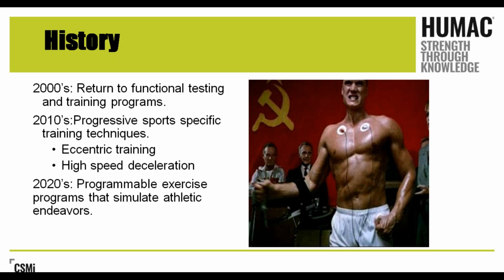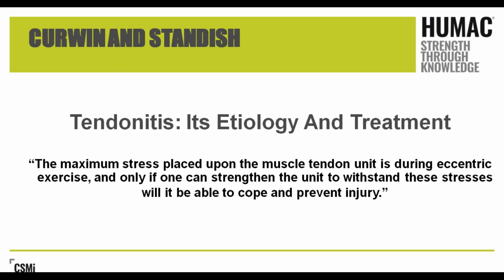So going back to what science has to tell us, Kerwin and Standish had a great textbook on tendonitis, its etiology and treatment. So think about tendonitis. How many tendinitises can you identify? Just start counting them off. Achilles tendonitis, patella tendonitis. Can you get hip tendonitis, shoulder tendonitis, rotator cuff tendonitis, lateral epicondylitis?